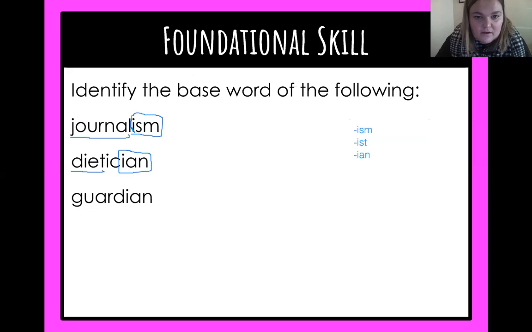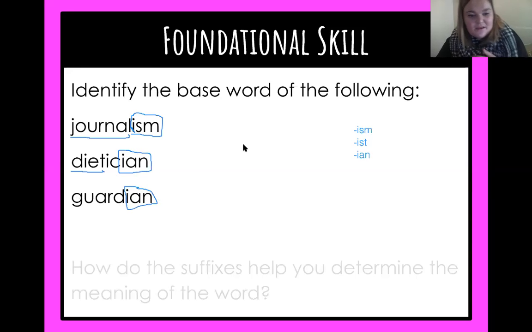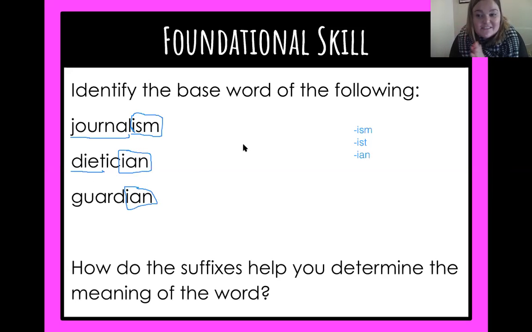Well, I know if I don't know the whole word, I can at least get rid of that suffix and find the base. So what is that base? Guard. Oh, so I bet this word is somebody who guards. That would make sense, wouldn't it? All right, so by taking out those suffixes, we know what the suffixes mean. It's usually somebody who or something to do with the base word. So journalism is something that has to do with journaling, or guardian, somebody who guards. So taking out that base word helps us figure out the meaning of the entire word.